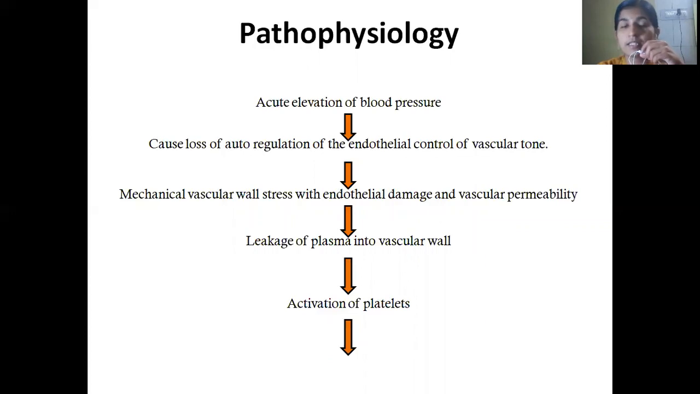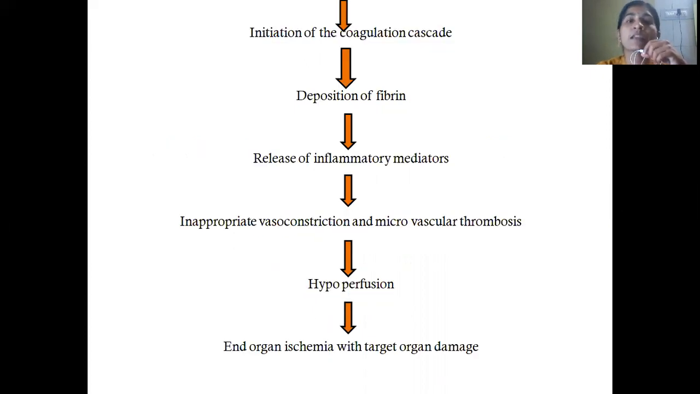So endothelial cells are potent vasoconstrictors. If there is a loss of autoregulation, that will lead to mechanical vascular wall stress with endothelial damage, increased vascular permeability, leakage of plasma, and activation of platelets. Finally, it will lead to initiation of the coagulation cascade, deposition of fibrin material and release of inflammatory mediators. The inflammatory process will be activated and lead to an inappropriate vasoconstriction of the microvascular vessels, leading to microvascular thrombosis.